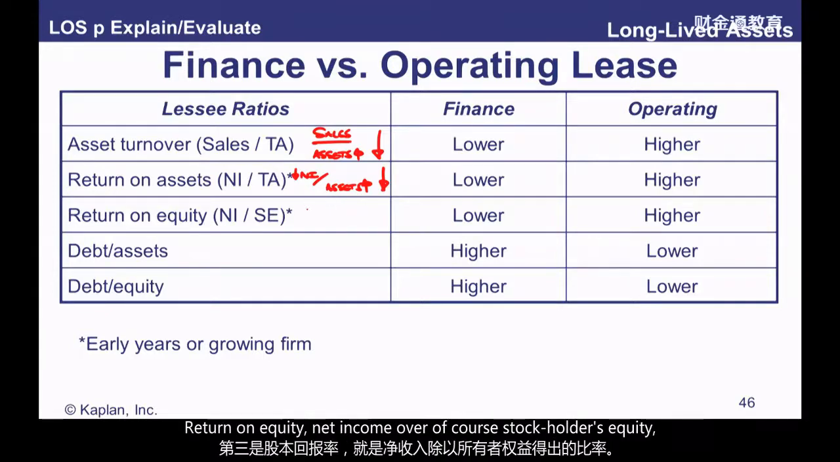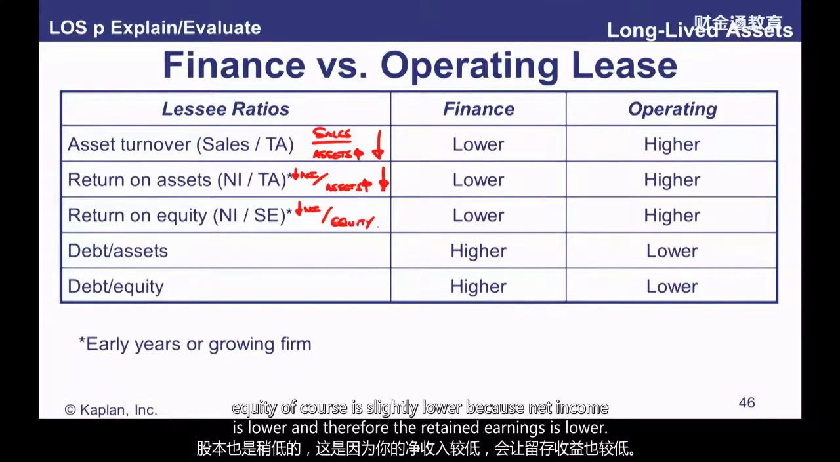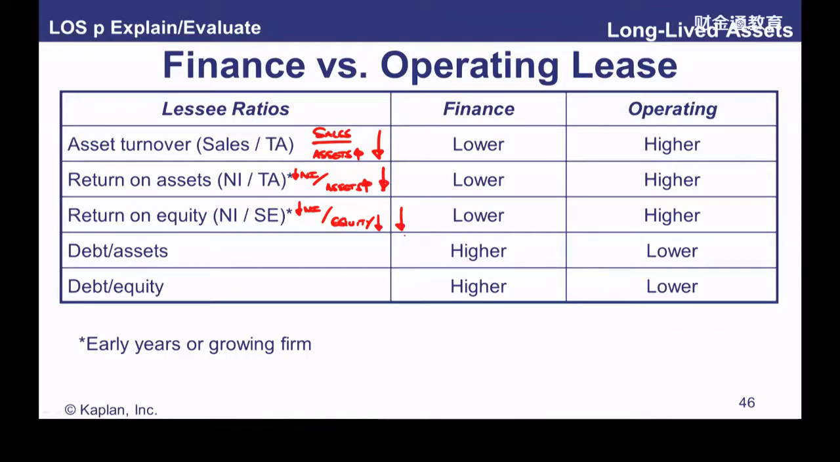Return on equity, net income over, of course, stockholders' equity. Again, net income is going to be the driver of this one. Lower net income. Equity, of course, is slightly lower because net income is lower and therefore retained earnings are lower. But again, the key point here is for a finance lease, overall, that's going to give us a lower ratio.